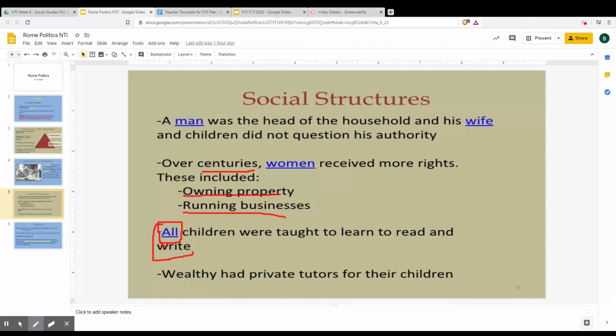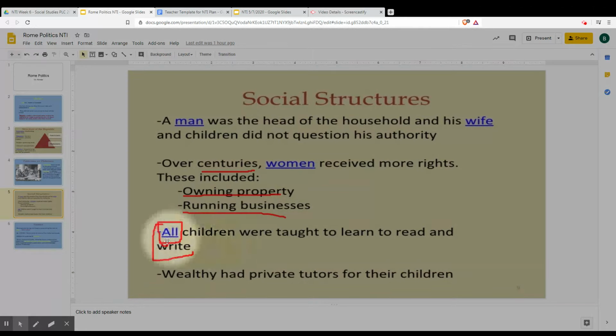In Asian countries, girls get less education than boys. And in some African countries, kids don't even go to school past a certain age because they have to work to provide for their family. So school is a privilege, and it's important to appreciate the fact that you're getting an education. And we get the idea of all children getting an education from the Romans.